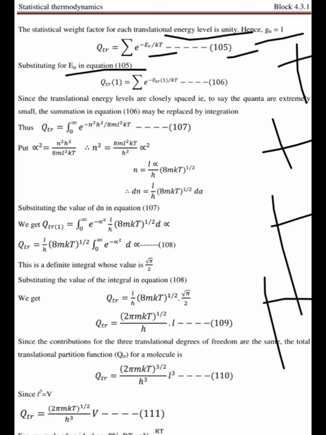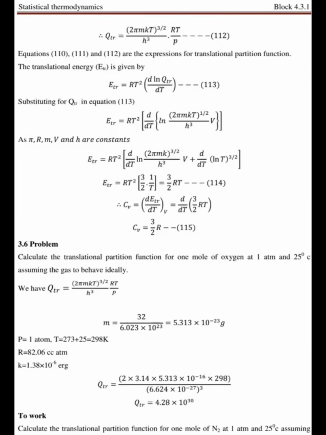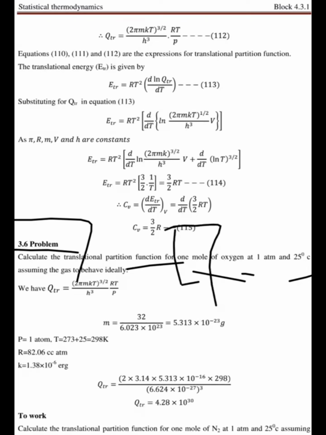We'll be discussing the problem here. Calculate the translational partition function for 1 mole of oxygen at 1 atmospheric pressure and 25 degrees Celsius, assuming the gas to be ideal. So they are given the temperature and the atmospheric pressure, and the quantity, where 1 mole of oxygen is taken. So we need to calculate the translational partition function for a molecule.